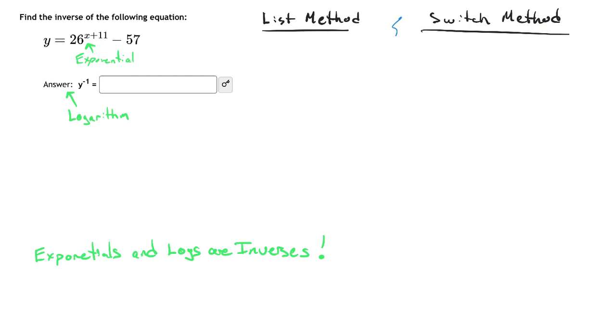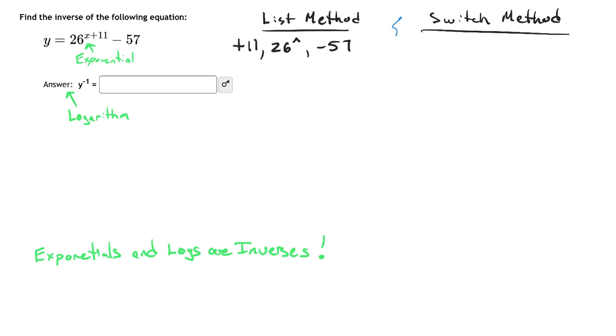We'll start with the list method here, where you list out what the steps are you're doing to x. So you focus on your x, which is right here in the exponent. The very first thing in your order of operations is you are then adding 11 to that x. And once you figured out that quantity, you're doing the 26 to the power of whatever you got for that. So that's kind of an odd thing to have to write there, but thinking that you're doing the exponential, and then you finish by subtracting 57. So this is a three-step problem. If it was a two-step problem or a one-step problem, you would approach it kind of the same way.